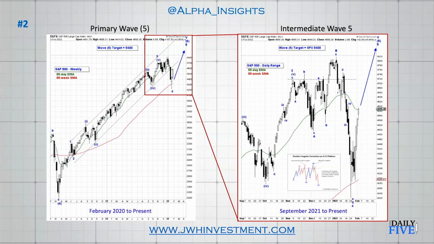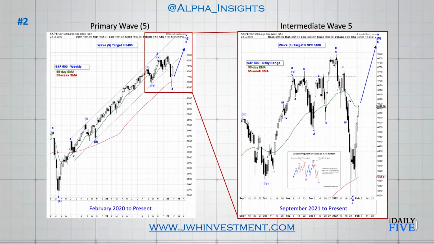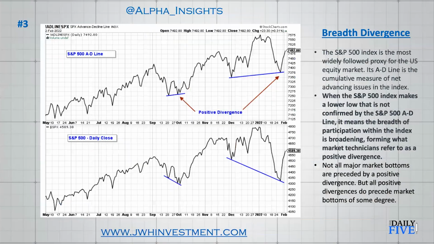We continue to be bullish until the market proves otherwise by sustainably closing below S&P 4,300. At that point, we'll have to shift to the alternate count, which would be a bearish version. We're not there yet. So let's move on to slide number 3 and look at some more supporting evidence.